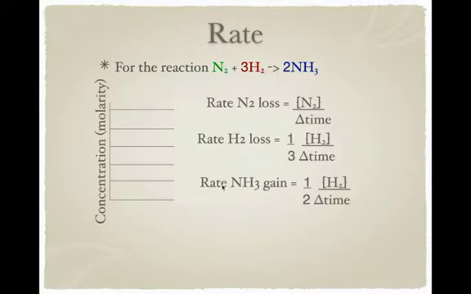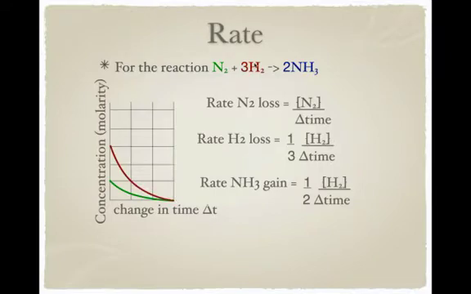Here it's done correctly. One more time. The coefficient tells you how much is changing, and you can see that being graphed out. I've only lost 1 of my nitrogens over time. I'll have lost 3 hydrogens over time. And over time, I'm gaining 2 of the ammonias. And so here I have these rates of change.